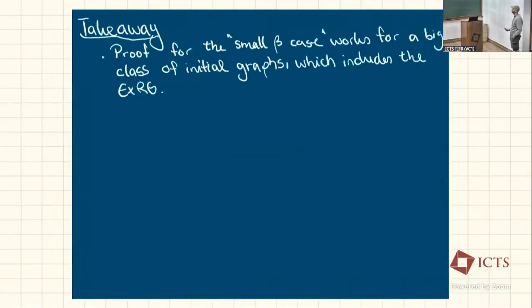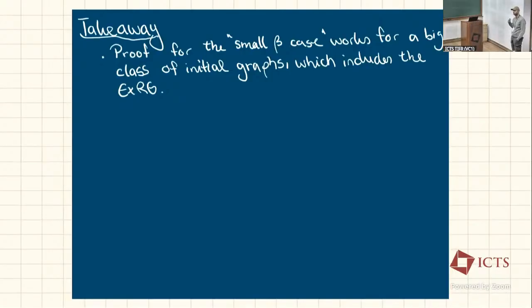Okay, quick summary. The takeaway is that the proof in the small beta case works for a very big class of initial graphs, essentially every simple graph, because we only require that the maximum degree is smaller than 8n. So if you don't have a multi-graph, it will work. It includes a huge class of initial graphs, especially the exponential random graph, which is the starting point of our project.